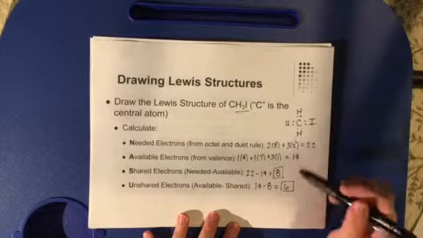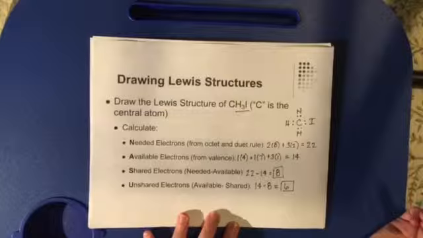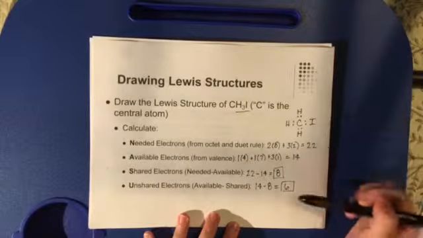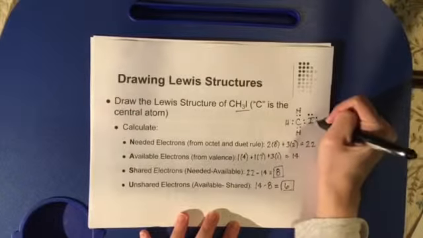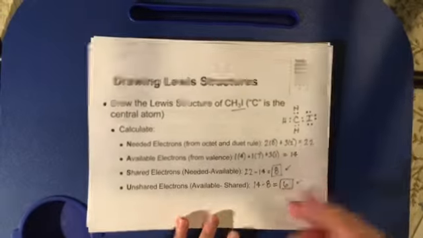So I have 8 electrons there, 4 bonds. Each hydrogen's happy, it has 2. Carbon is happy, it has 8. Iodine needs 6 more, so that's where those 6 unshared will go. 2, 4, 6. Taking care of that and that.